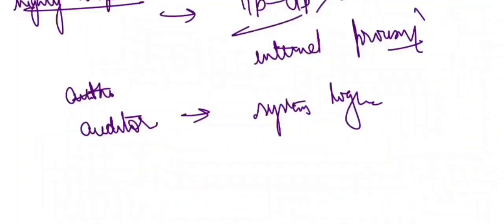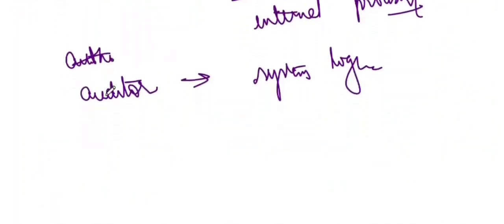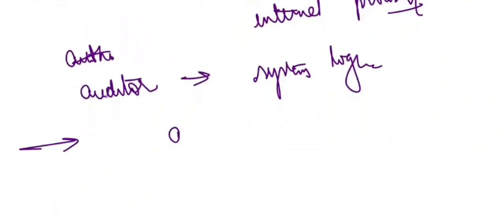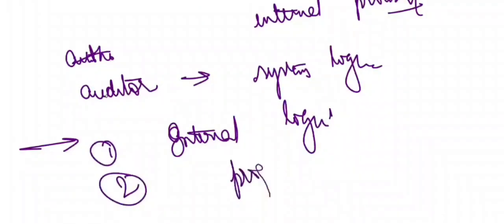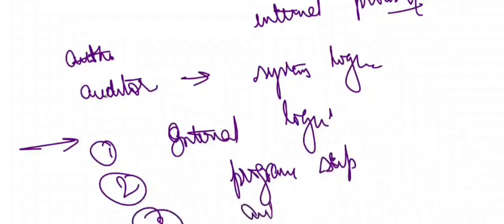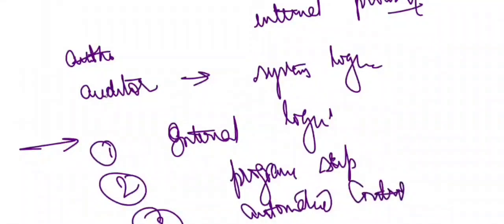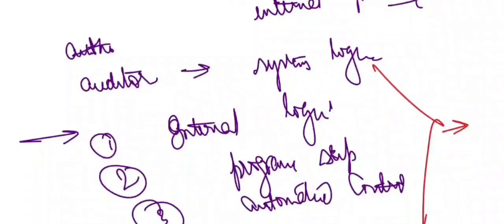What happened in this case? This is called auditing through the computer, which means the auditor is examining the internal logic. The auditor will examine the internal logic, then he will examine the program steps, what are the steps in the program, and he will also see the automated control. So these three things are examined by the auditor, and this is the clear case of auditing through the computer. And you might have heard the name of integrated test facility, also called ITF.